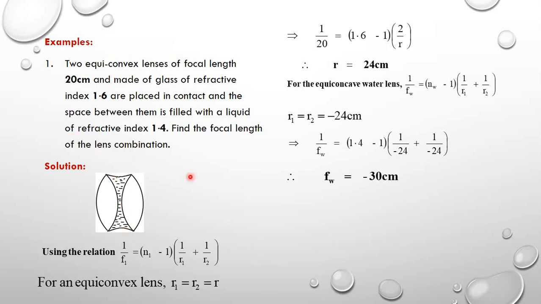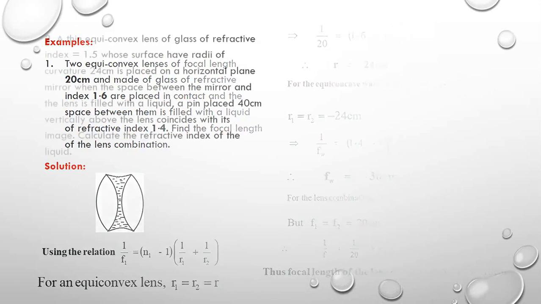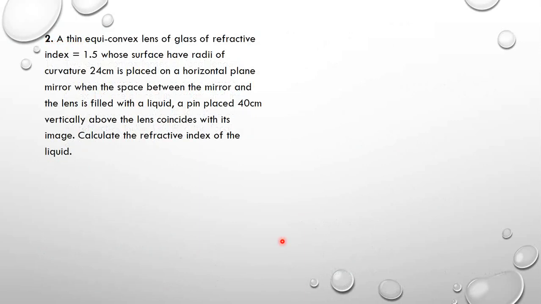And therefore we shall get the formula for the combination in order to get the F for the combination. So we shall have that formula, 1 over F is equal to 1 over F1 plus 1 over F2 plus 1 over Fw. And therefore 1 over F will give us this, and that means that F will be 15 centimeters.